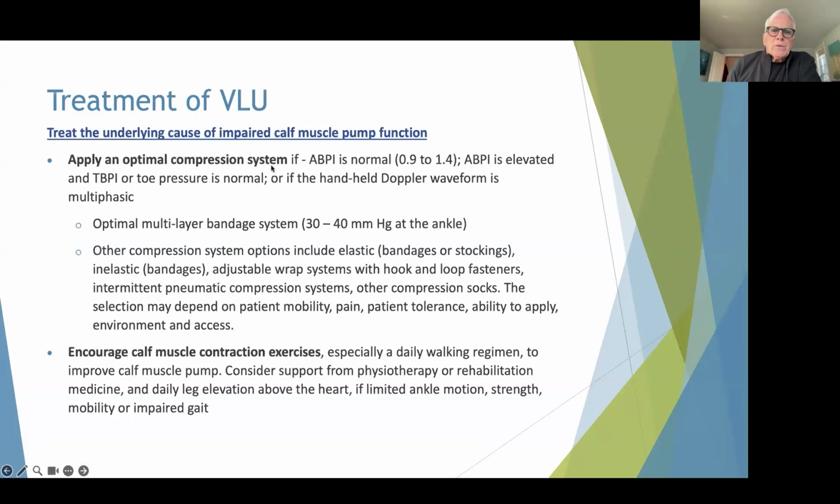So the standard approach that all of us have used for many years is to use optimal compression. And this is assuming the patient has a normal ankle brachial pressure index. And the optimal compression we strive towards is 30 to 40 millimeters of mercury. There are different ways, as I mentioned before, we can achieve that, but the goal is to get patients into good compression and also to encourage calf muscle contraction exercises. And it can be a daily walking regimen, it may be a supervised regimen.